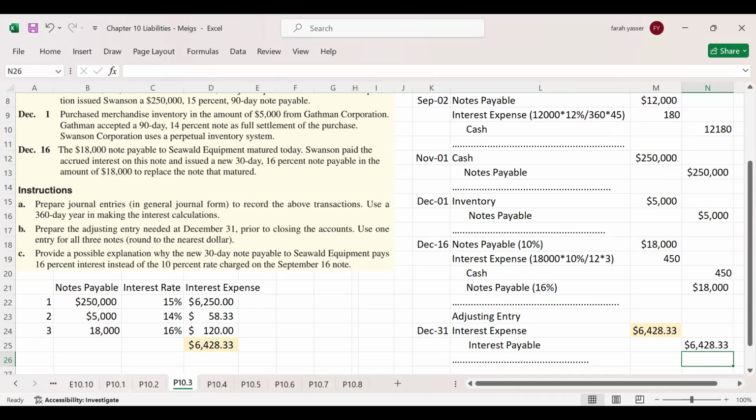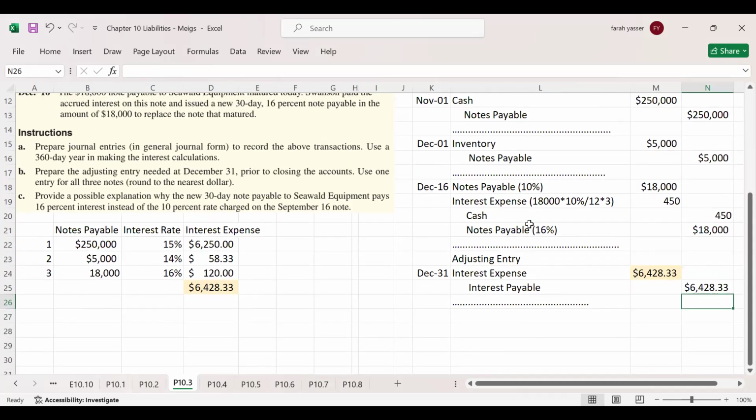What is the third requirement? Provide a possible explanation why a 30-day new note payable to the company pays 16% instead of the 10% rate change on December 30th. You can see on this date, we converted an old note payable into a new note payable, and previously the rate of interest was 10%. Right now the rate of interest is 16%.